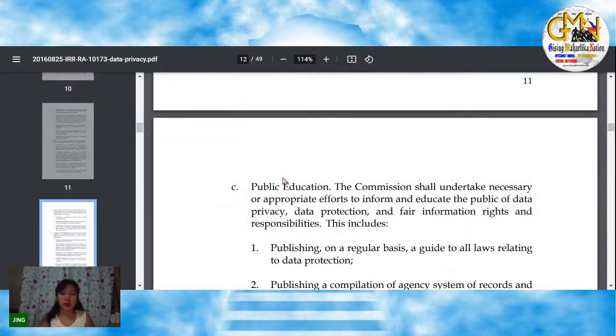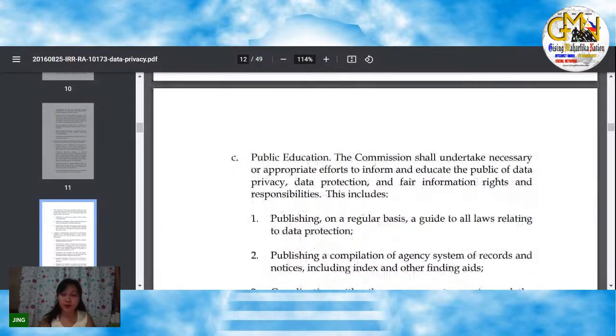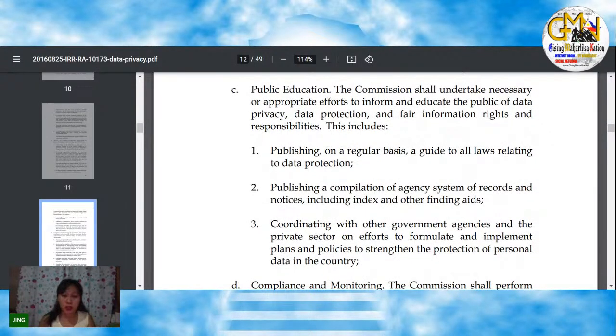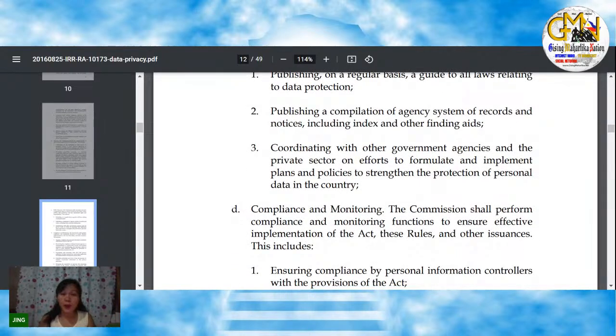So, back to letter C, public education. Necessary or appropriate efforts to inform and educate the public of data privacy, data protection, and fair information rights and responsibilities. This includes, first, publishing on a regular basis a guide to all laws relating to data protection. Number two, publishing a compilation of agency system of records and notices, including index and other finding aids. Number three, coordinating with other government agencies and the private sector on efforts to formulate and implement plans and policies to strengthen the protection of personal data in the country.